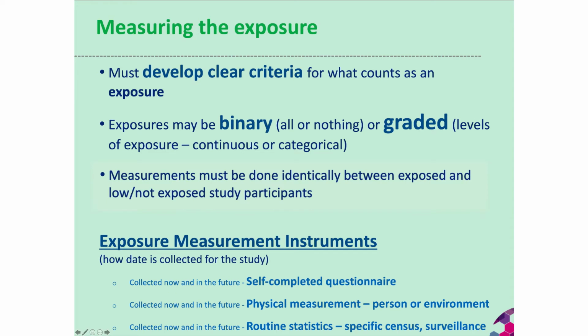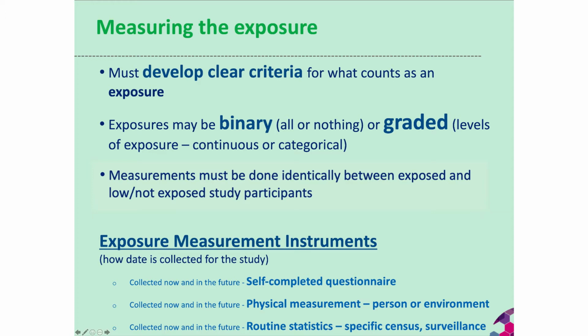We must develop clear criteria for what counts as an exposure. We must write them down, and they need to be very clear and without any ambiguity. Exposures can be binary, all or nothing: you have an exposure or you don't. Or they can be graded: you can be high exposure, moderate exposure, or low exposure. Measurements must be done identically between the exposed study participants and the low or not exposed study participants.